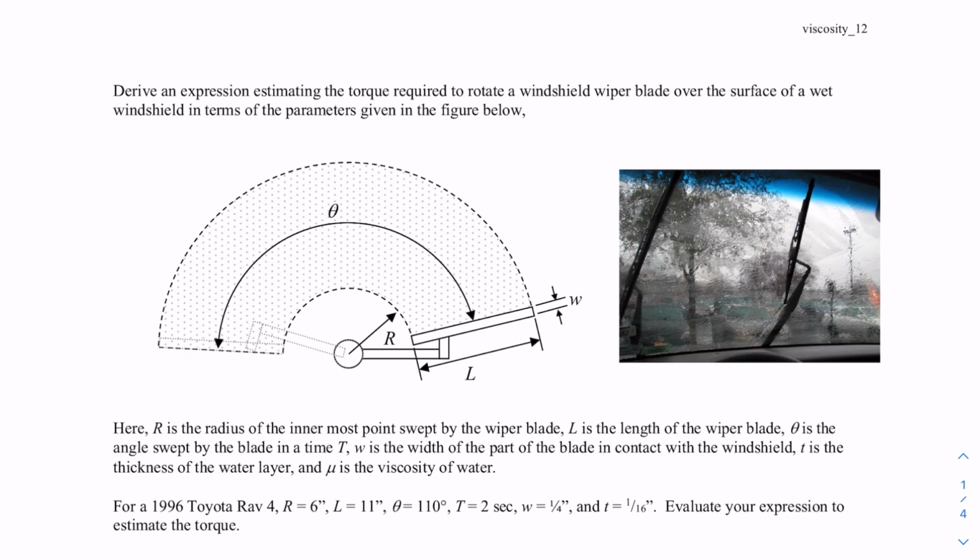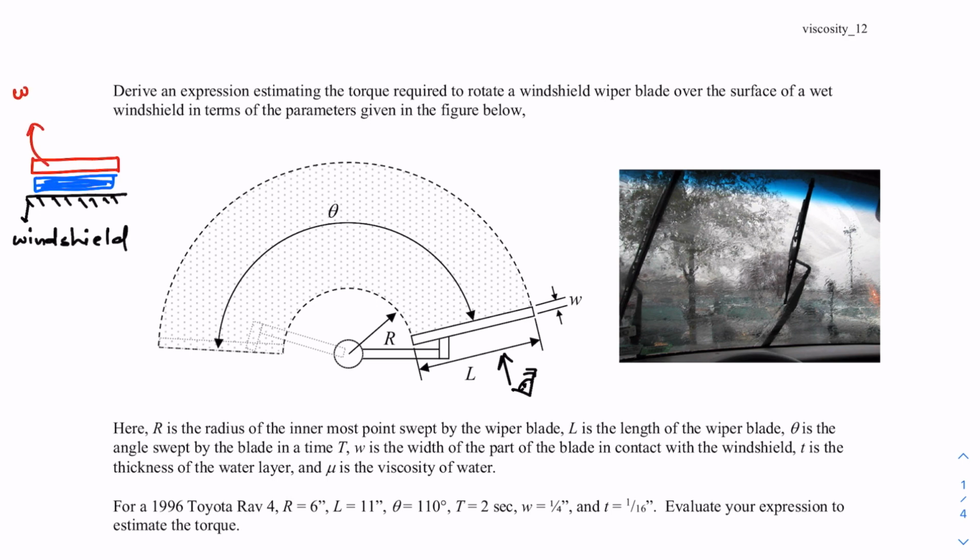So you have a windshield blade of length L, and it is rotating in this arc, which makes an angle theta on the windshield surface, which is wet. So basically there is a film of water between the windshield surface and the wiper blade. If I sketch this from a side view, what you will see is the windshield surface, and you have the wiper blade at the top, and in between you have a water film.